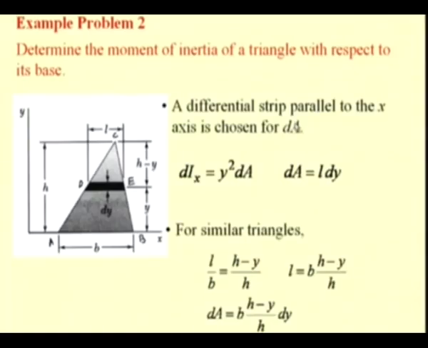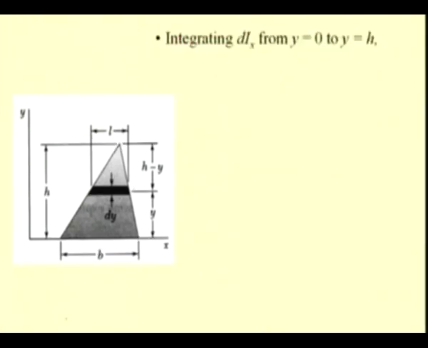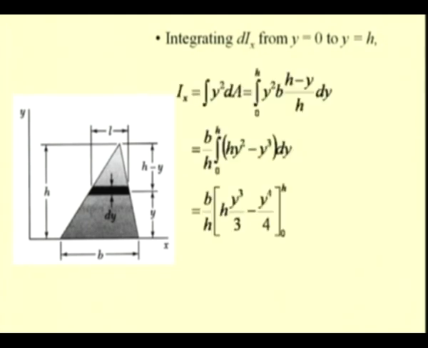or in this case we are interested in the second moment. So, we can find the second moment with respect to the axis. Integrating this quantity dIx between 0 and h, we have Ix as integral dIx, which is y square dA, with limits of integration y from 0 to h, y square, and this dA is nothing but B times (h minus y) divided by h times dy.